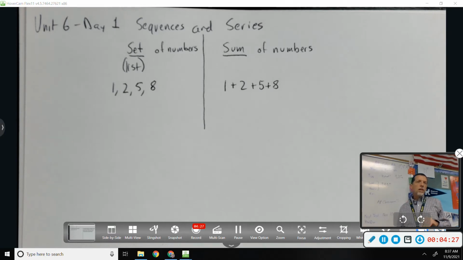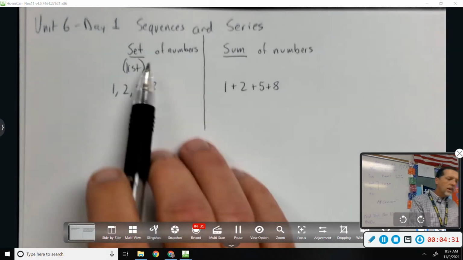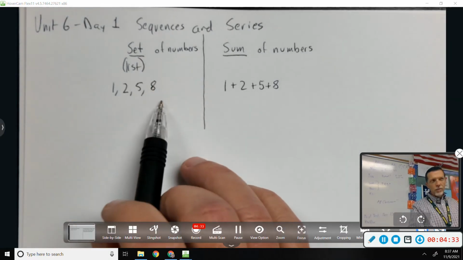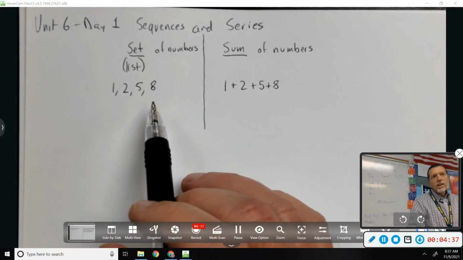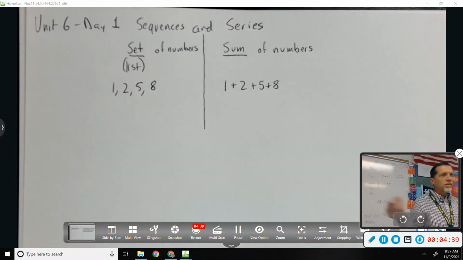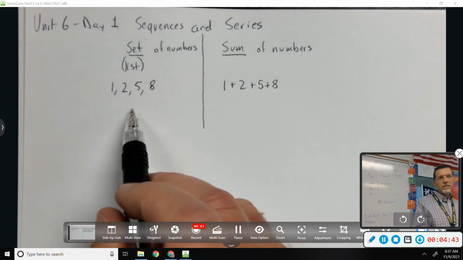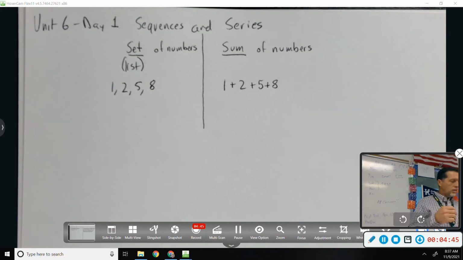Is the set of numbers just a list of random numbers, or does it have some sort of relation, like a repeating pattern? Okay, good question. The answer is, it could be either one. We're not going to do much with random, because what can you do with them? They're just random numbers. We'll be dealing with ones that are patterns. We're kind of jumping ahead, but there are two different types of patterns, and we'll get there.